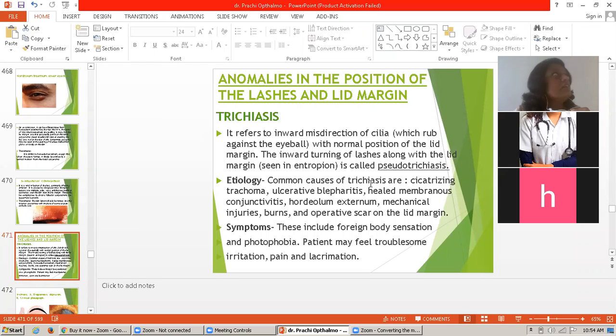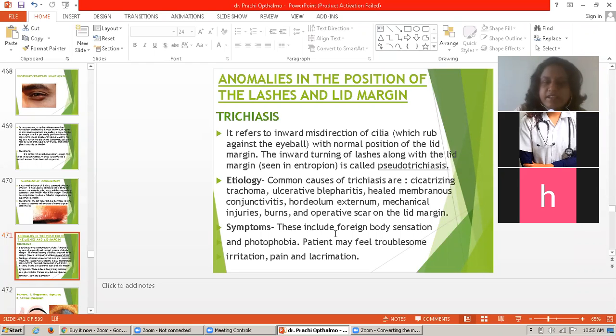Etiology. The common causes of trichiasis are cicatrizing trachoma, ulcerative blepharitis, healed membranous conjunctivitis, hordeolum externum, mechanical injuries, burns, and operative scar on the lid margin. So these are the common causes which lead to trichiasis.